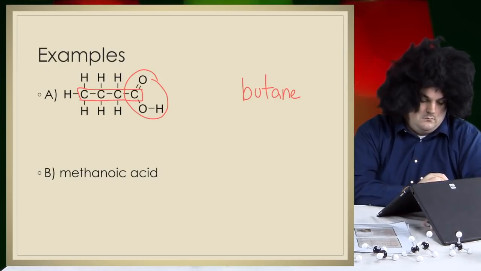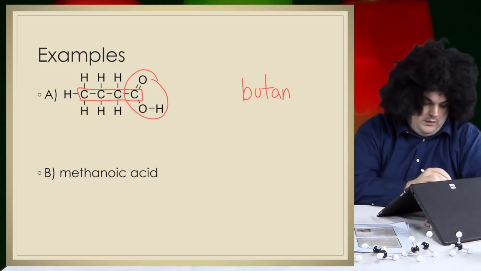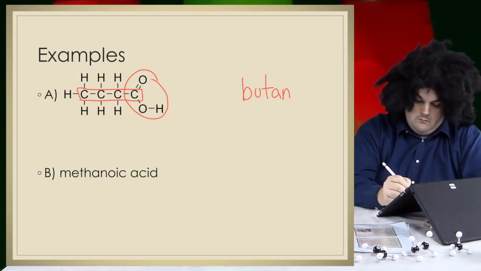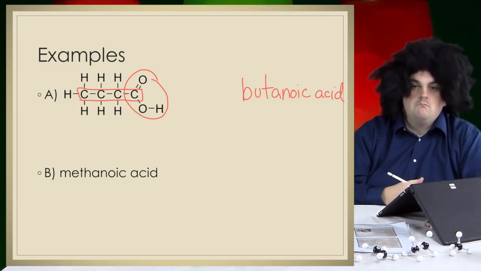All right, so we've got an organic acid here. We want to drop the E. We're going to add the ending oic acid. So butanoic acid, don't need a number. It's always on the end of the chain.